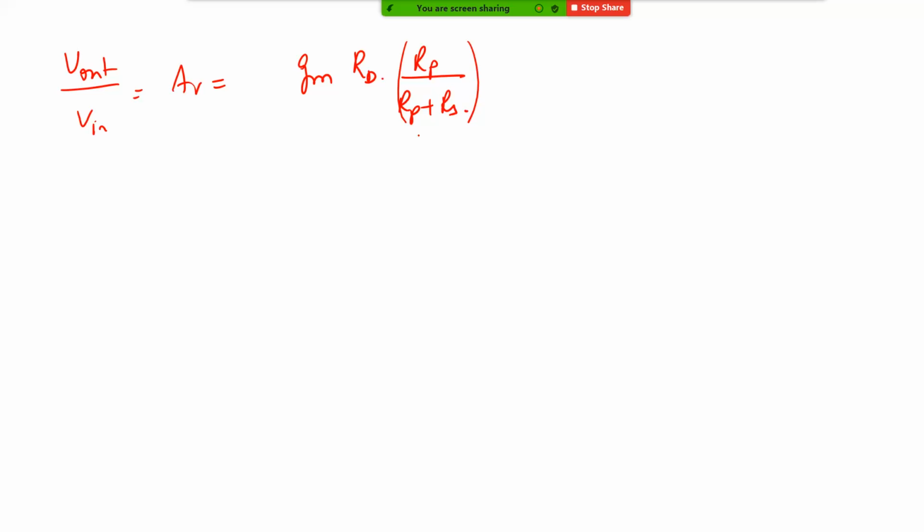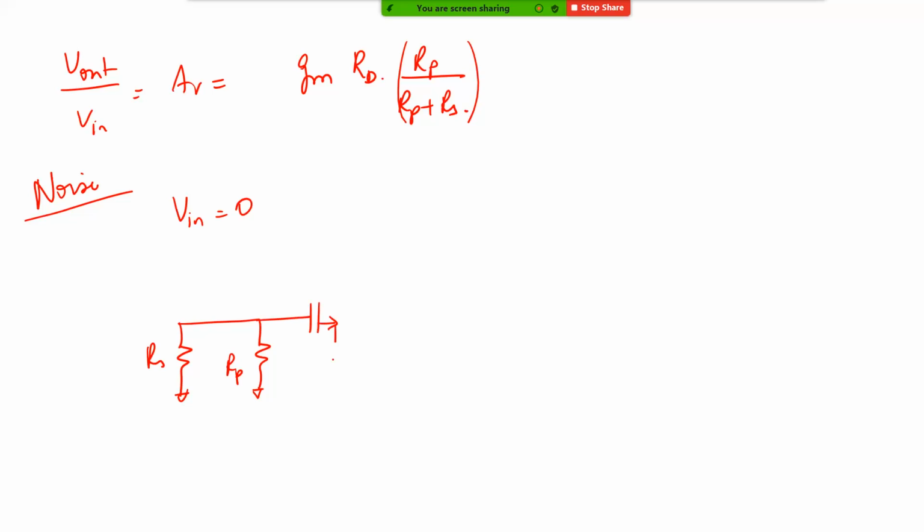Now let us look at noise. For noise, we set V in to be 0. So what do you get? You have Rs here, and you have Rp here, and then you have the transistor here. Now the transistor basically has a noise current which is given by 4 kT gamma Gm, and you have a resistor here.